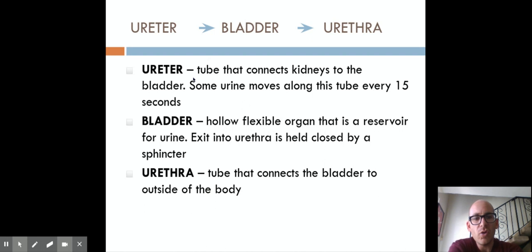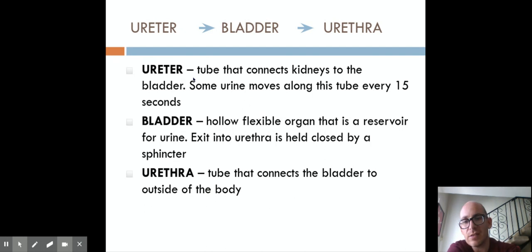Your kidneys are constantly filtering blood, so that means there's constantly waste products and urine being produced. So urine moves down the ureter into your bladder every 15 seconds in a normal environment. It's constantly a slow drip, drip, drip, filling your bladder up slowly.